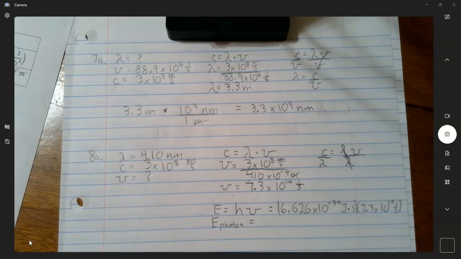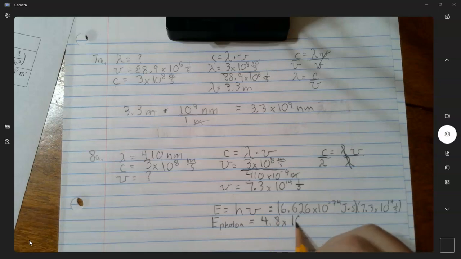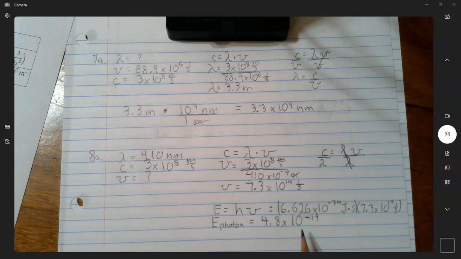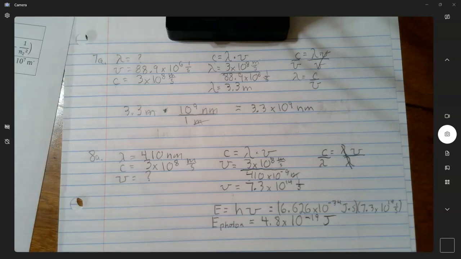Okay, and what we get is 4.8 times 10 to the minus 19th. That's in joules because it's a measure of energy. And it's kind of a way to check your work. The energy in a photon of visible light is always going to be something times 10 to the minus 19th power. Okay, and it's in joules. Now the next part of the question asks the energy in 1 mole.